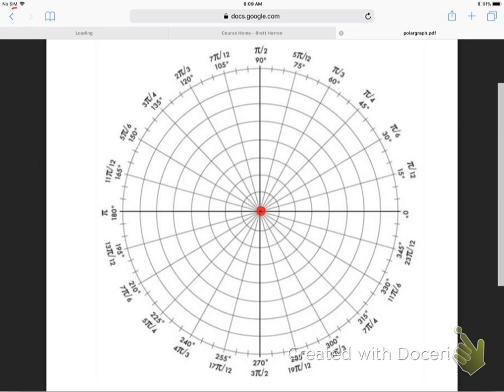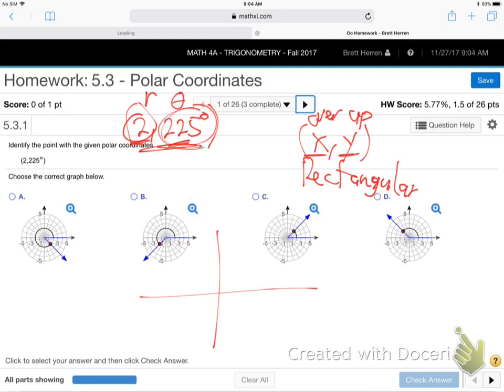That's this direction, right? 225, right there. So you turn the cannon to face that direction, and then how far do you fire in that direction? 225, you fire 2 units.